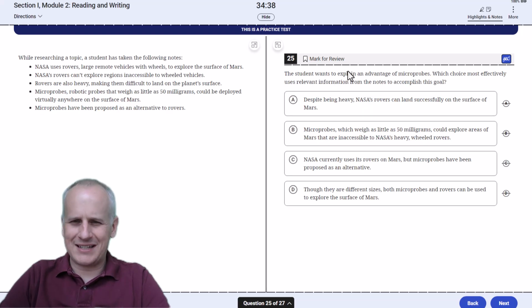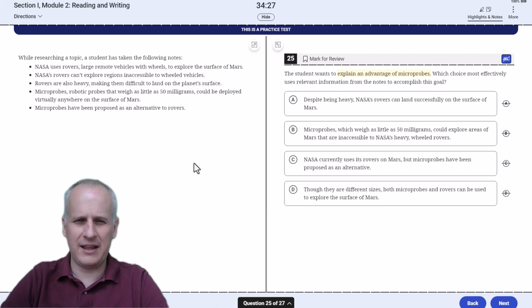Reading from the top, we've got the same style of question. The student wants to explain an advantage of microprobes. So we're going to be focused on highlighting an advantage of microprobes in any of the bullets on the left. First bullet reads, NASA uses rovers, large remote vehicles with wheels, to explore the surface of Mars. NASA's rovers can't explore regions inaccessible to wheeled vehicles. Rovers are also heavy, making them difficult to land on the planet's surface.